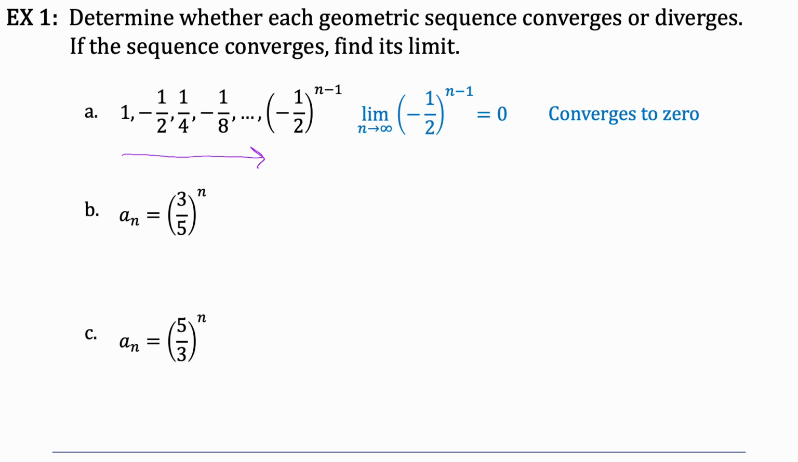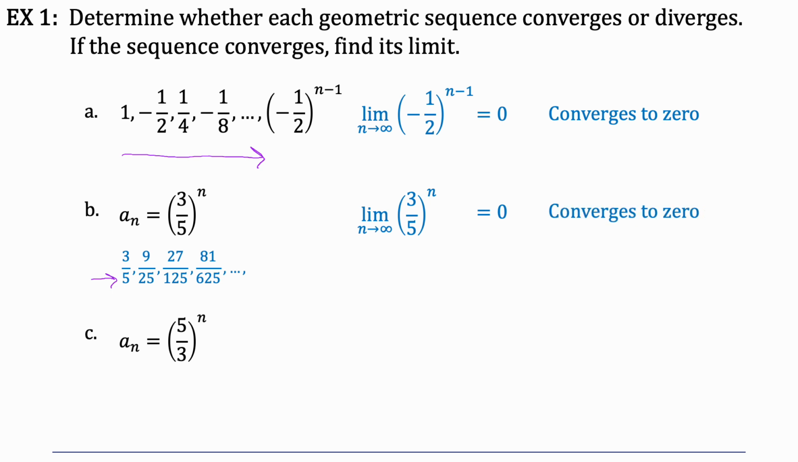B, it says a sub n equals 3/5 to the n. What does that mean? Sometimes it helps to just write out the first couple terms in the sequence to see what's going on. 3/5, 9/25, 27/125, and so on. Do you notice how the bottom is growing so much faster than the top? So the limit as n approaches infinity of this sequence is also 0. This converges to 0.